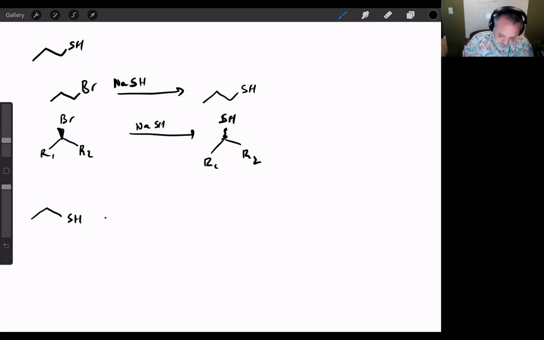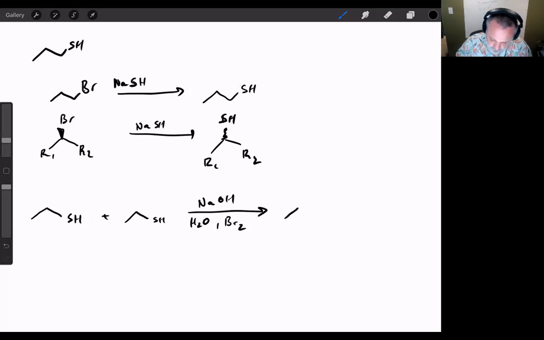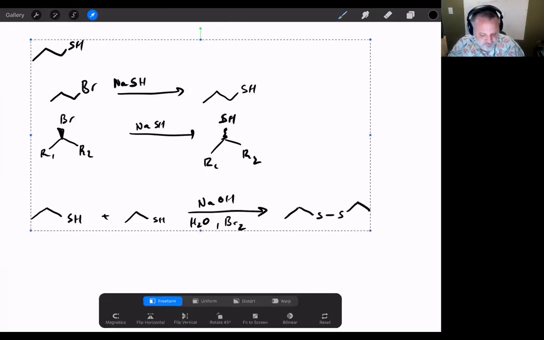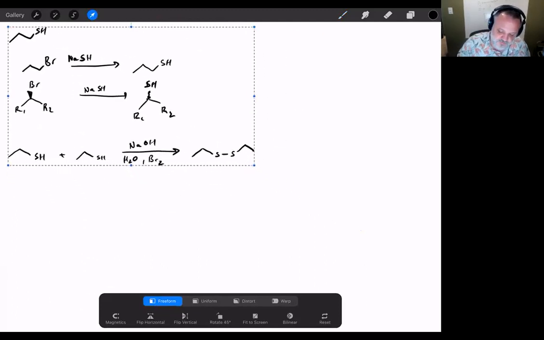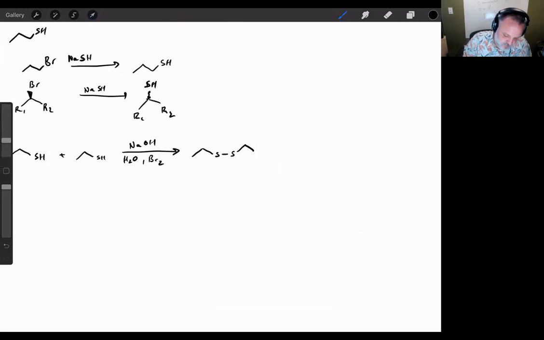And thiols, if I have two of them, they can form a disulfide. Disulfides are cool because they're a particularly common functional group when it comes to proteins. And this is going to bring in our first mechanism, and it's going to have some similarities with other mechanisms that we'll do here in a second.